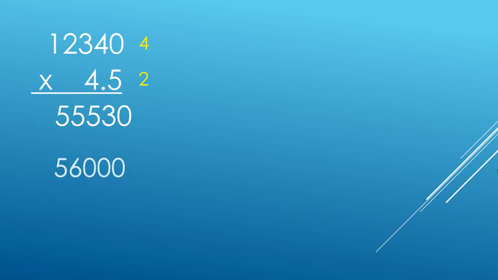If we look at that first number, we have 12,340. How many significant figures does that number have? That's a trailing 0 with no decimal point, so it's not significant. So the first number has 4 significant figures. The second number has 2. So we are going to round to 2 significant figures. So 55,530 rounded to 2 significant figures becomes 56,000.